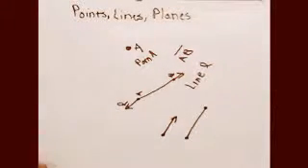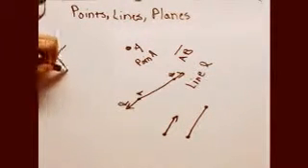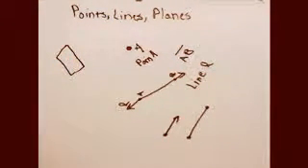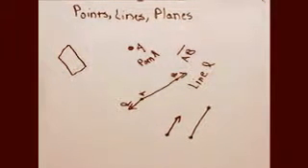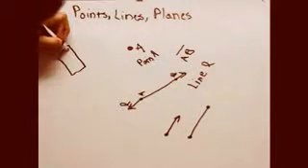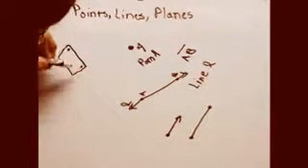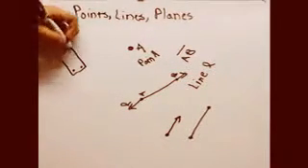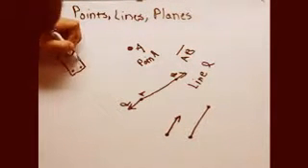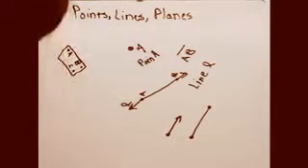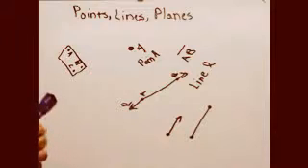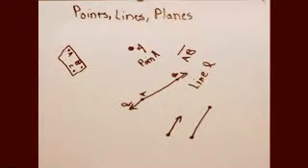Then we also have planes, which look like this. Ta-da. And they have 3 points, so it would be ta-da, ta-da, ta-da. And you can call this plane ABC. So, ta-da. And that's all for points, lines, and planes.